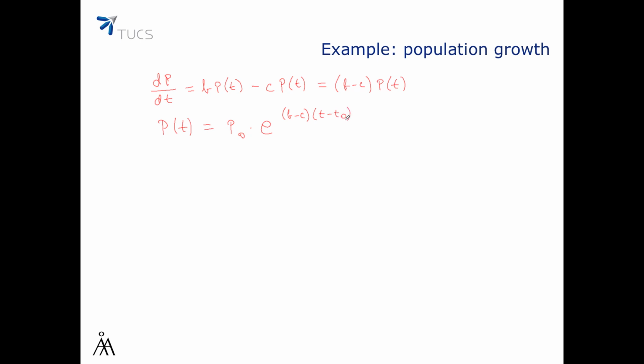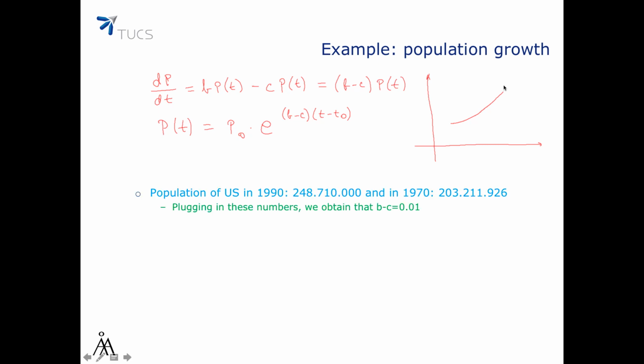We can even plot this model to see how it looks. We can first check what the values of P0 and b minus c could be in this model. To do this, we can check the population level, say in the US, at two different time points and plug these values into the model. When we do this for the population levels in 1990 and in 1970, we find that b minus c should be set to 0.01.